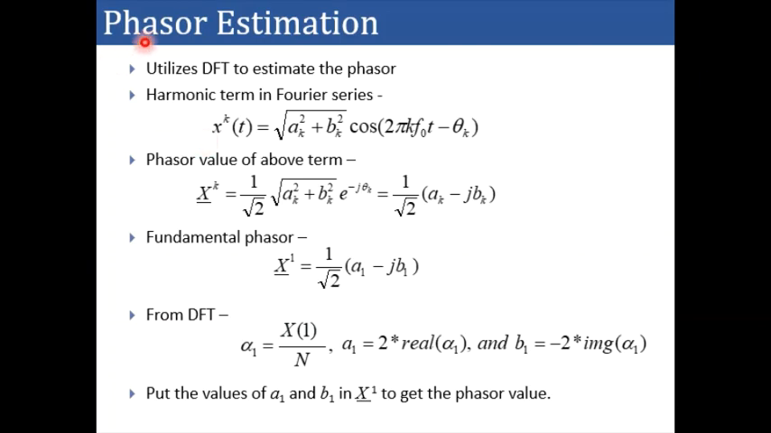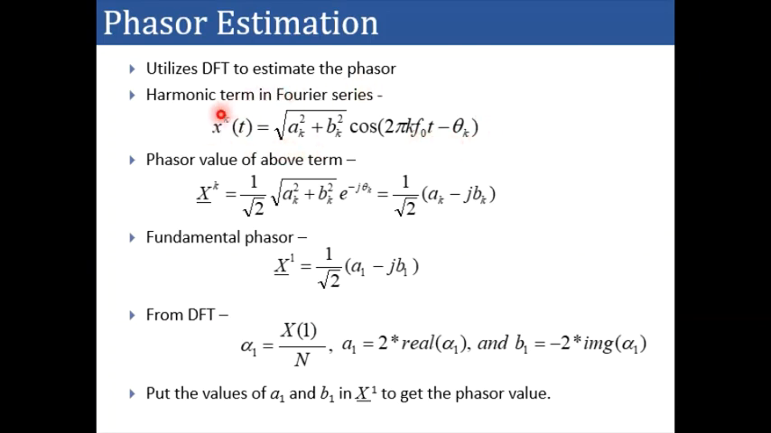Let's talk about phasor estimation. What does phasor estimation do? It utilizes the discrete Fourier transform to estimate the phasor. The harmonic term in the Fourier series, as we saw in the previous slides, we can write x_k(t) as nothing but root of a_k square plus b_k square cos of 2 pi k f naught t minus theta k.